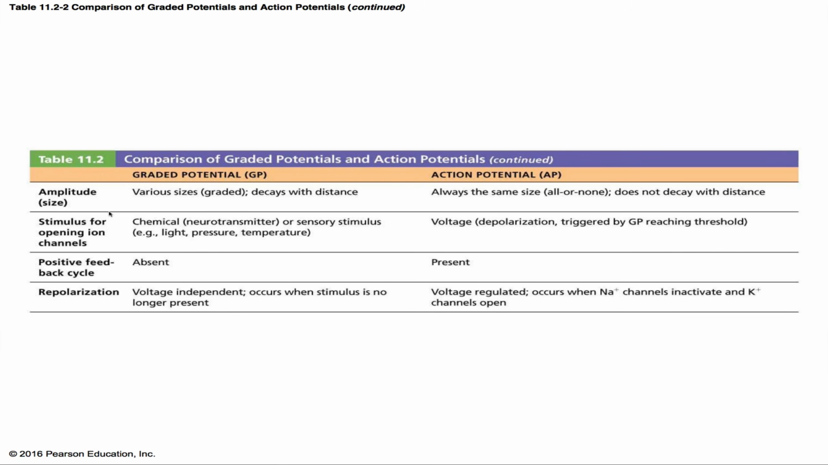Continuing with our comparison of graded potentials and action potentials, the amplitude size is going to vary in graded potentials, and as the distance increases, the amplitude will decay. In action potentials, however, it's always going to be the same size because of the all or none phenomenon. It does not decay with distance. As for the stimulus for opening ion channels, for graded potentials, it's going to be chemical, so the neurotransmitters that we just learned about. In addition to that, it can also be a sensory stimulus such as light, pressure, or temperature.